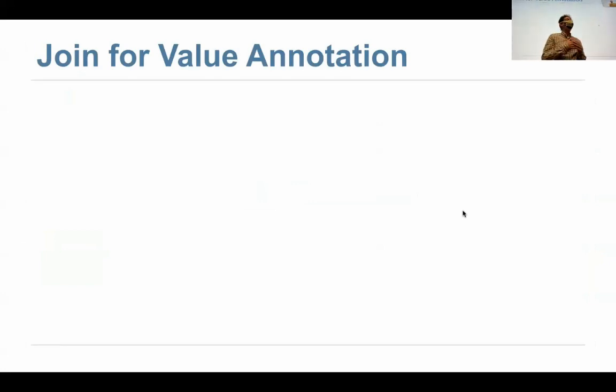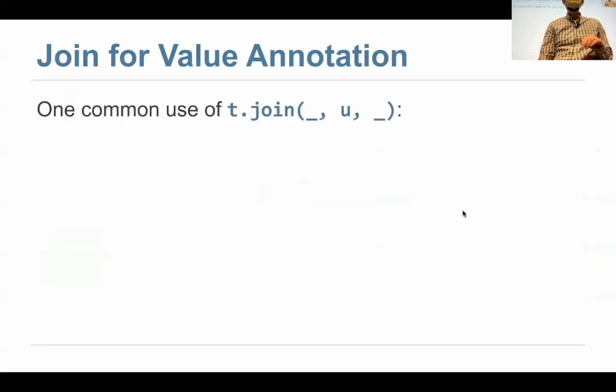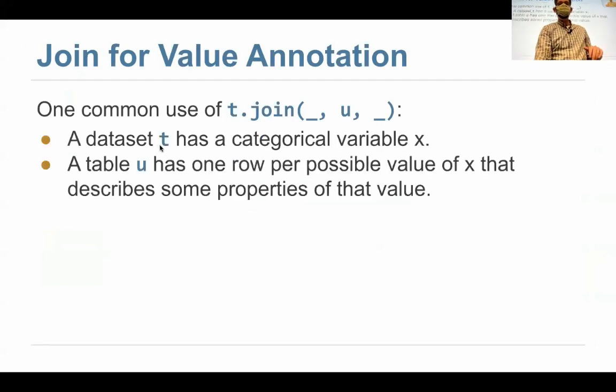One thing we will do is use joins for value annotation. What does that mean? Well, there's lots of ways you can use joins to combine two different tables to do something you want. But a common one is that you have a data set of all the rows that describe individuals. And then within that, there is some column with a categorical variable x. It's telling you, I don't know, what town something is in.